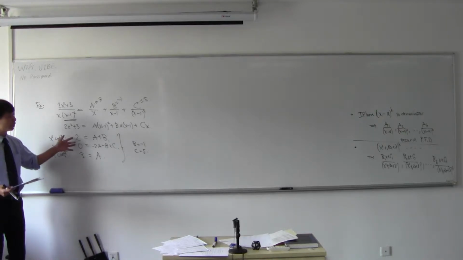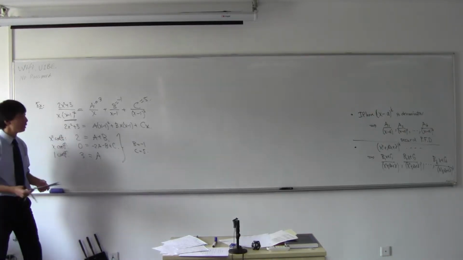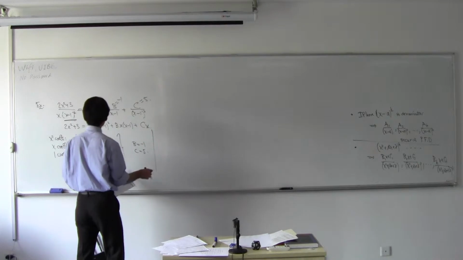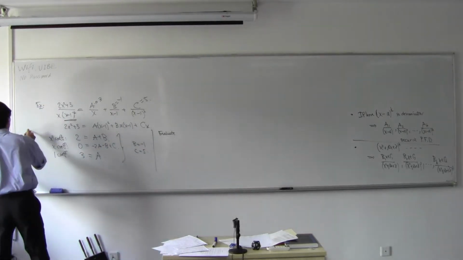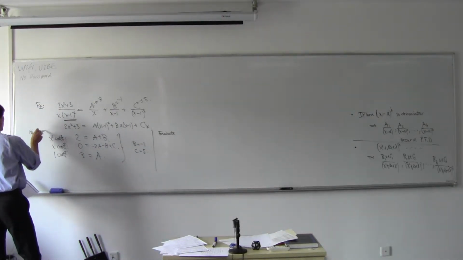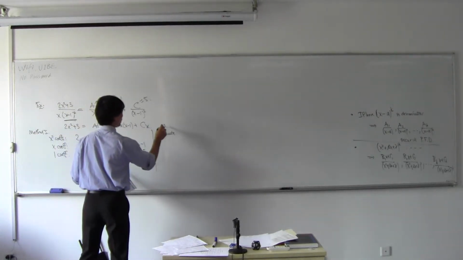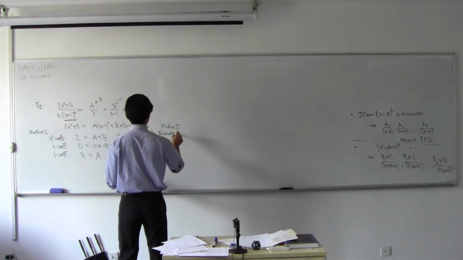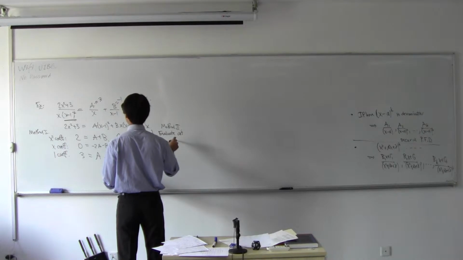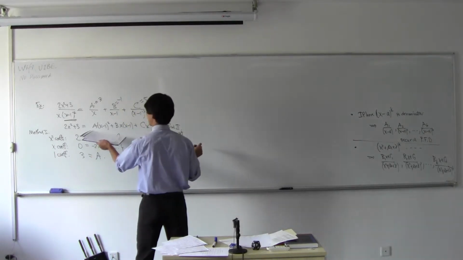That is if you use the first method. If you use the second method, probably the second method is easier, right? So if you evaluate, so method 1, and method 2, if you evaluate at x equals, say, 1, right, what do you get?